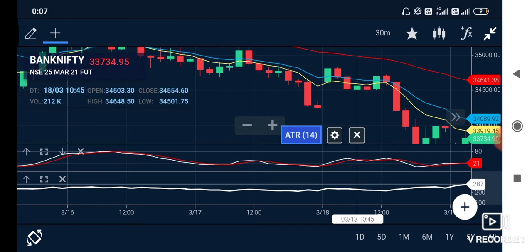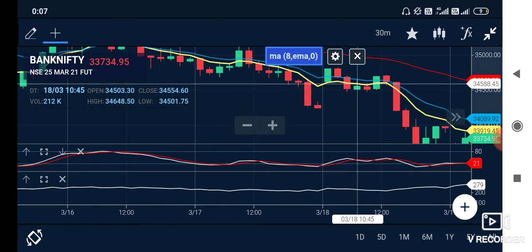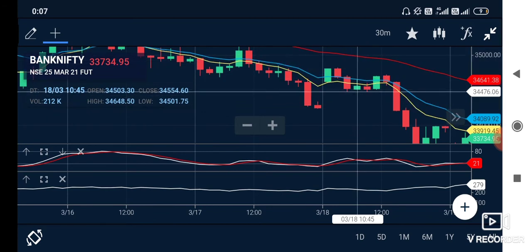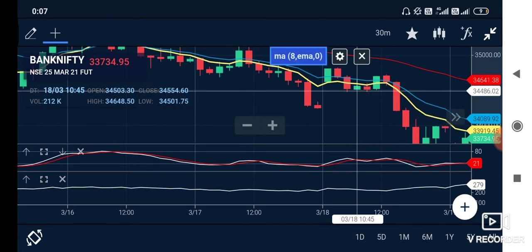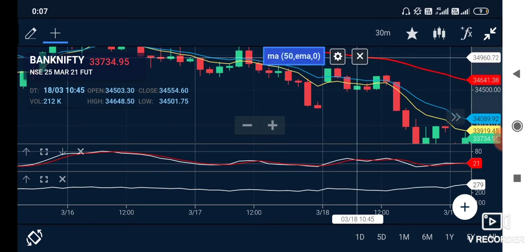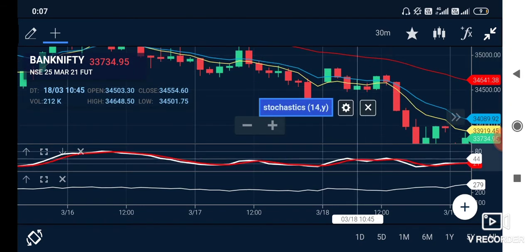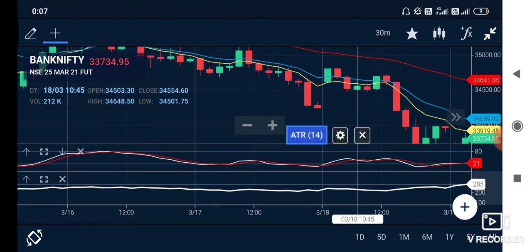If you see right here, this is the point wherein the stochastic has crossed below, the white line has crossed below the red line, and all criteria are met. The yellow is below the blue and the blue is below the red. That means the 8 moving average is below the 14 moving average, and the 14 moving average is below the 15 exponential moving average. So this is the point, and the target is going to be 227 points from here.